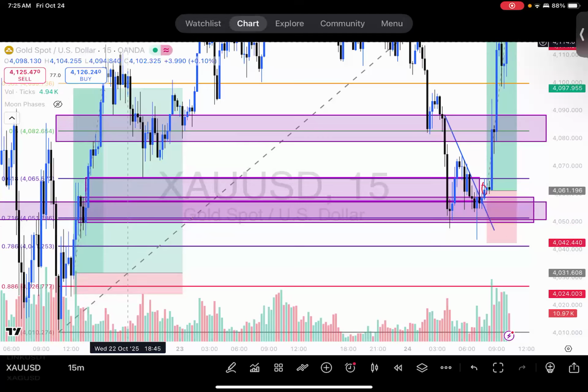And now I can clear this. So that, mark up. There's the order block. Then we want to draw that fib again from this low.